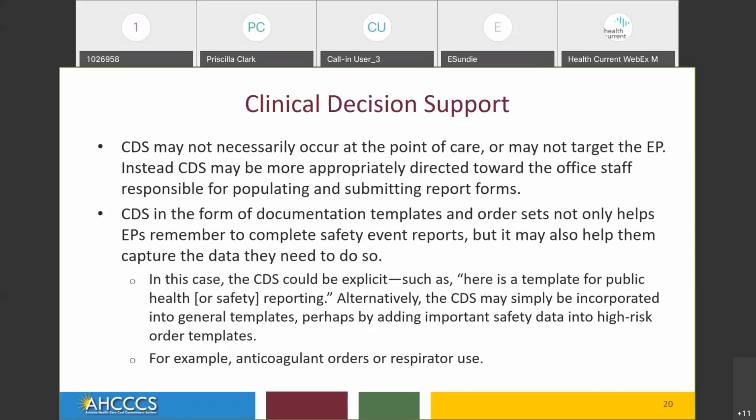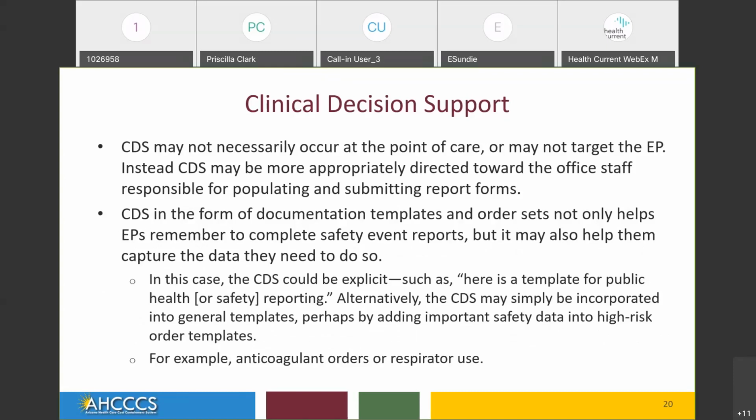CDS may not necessarily occur at the point of care or may not target the EP. Instead, CDS may be more appropriately directed towards the office staff responsible for populating and submitting report forms. CDS in the form of documentation templates and order sets not only helps EPs remember to complete safety event reports, but it may also help them capture the data they need to do so.